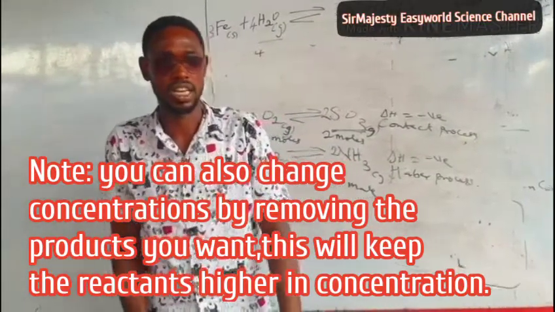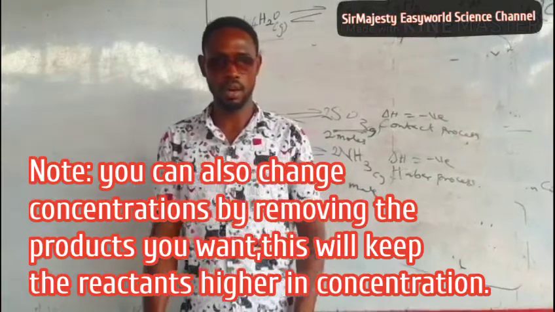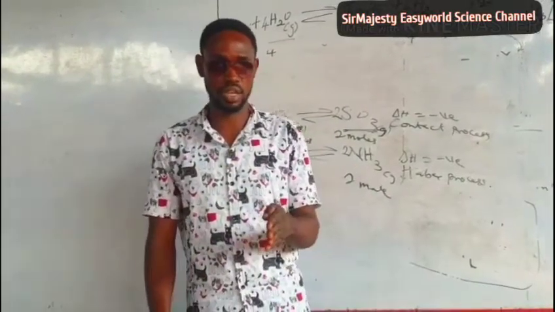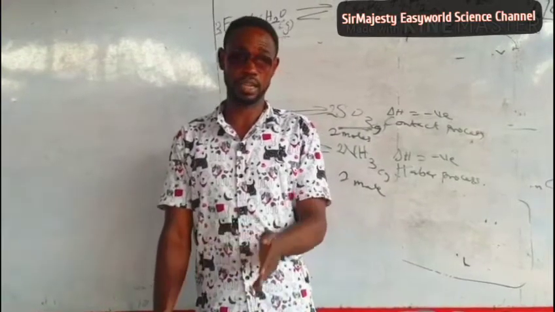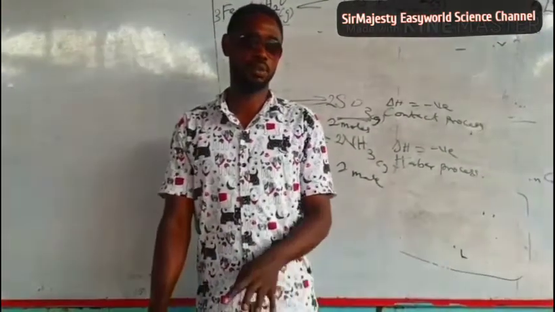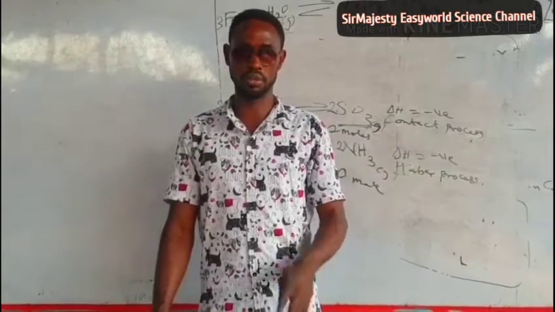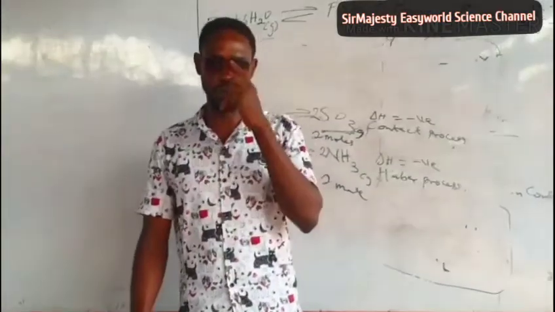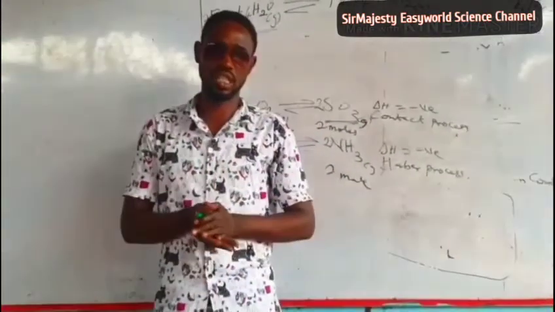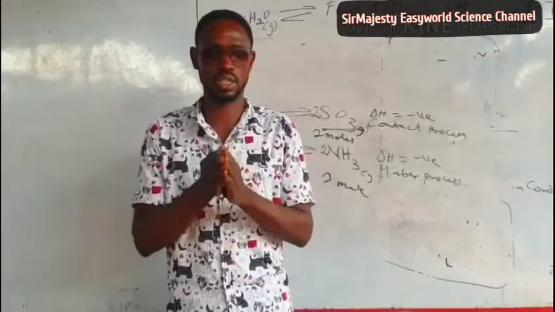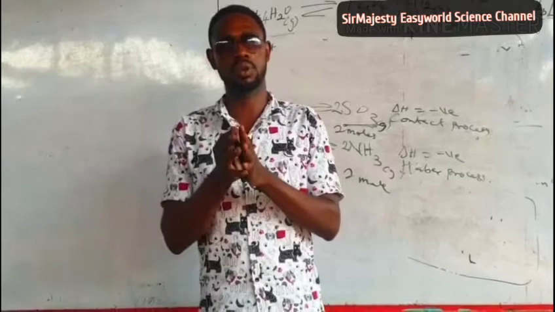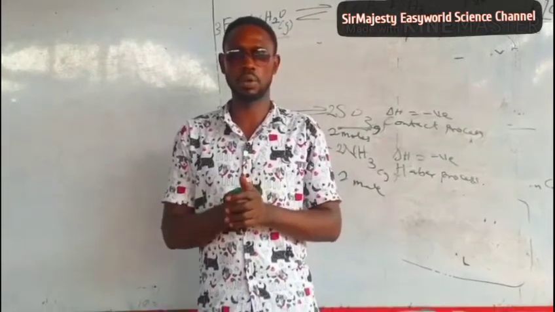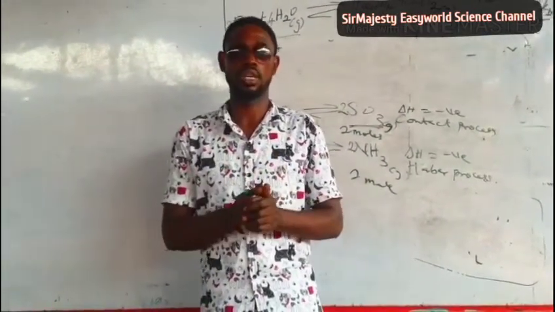So this is it for chemical equilibrium. Remember all I've said so far. A reversible reaction is a reaction that proceeds in both directions, such that the products can give back the reactant. Then a reversible reaction is said to be in dynamic equilibrium when the rate of forward reaction is equal to the rate of backward reaction, such that there is no net change in the concentrations of the reactants and the products.